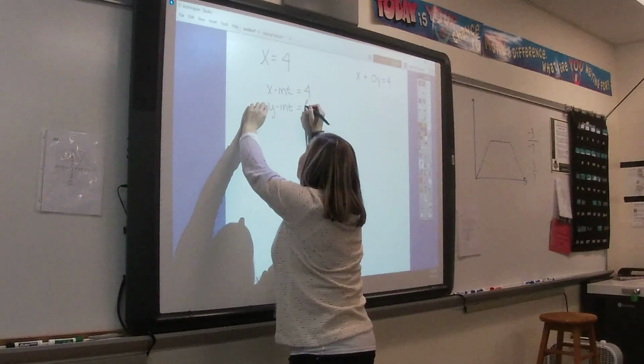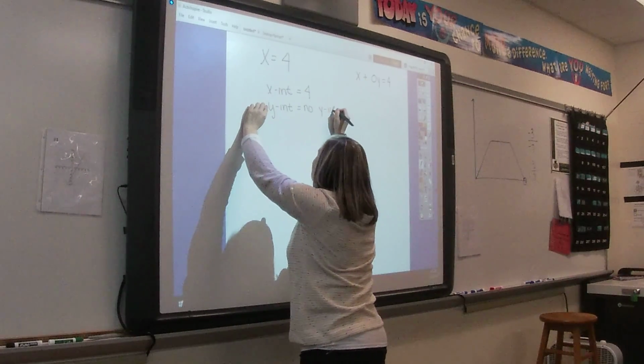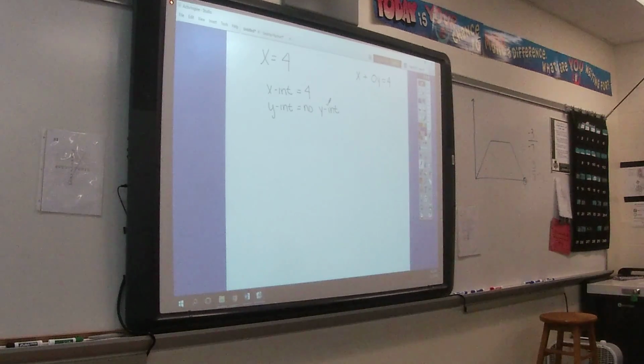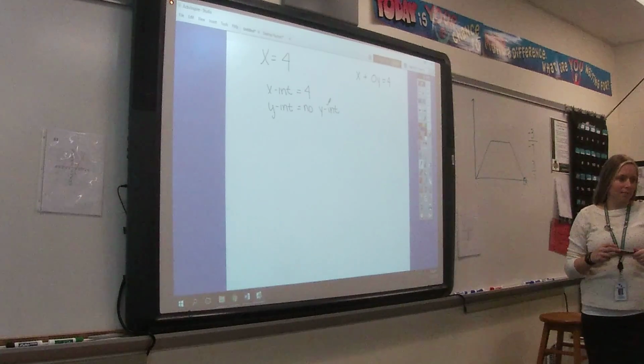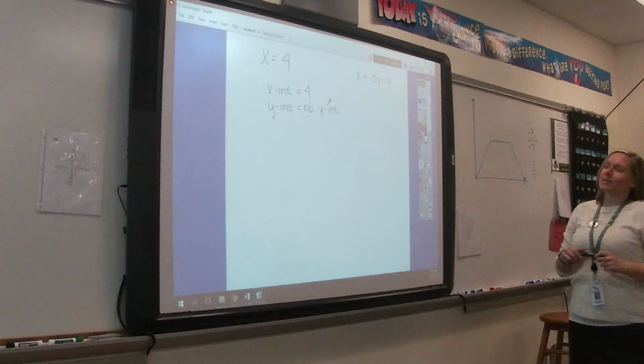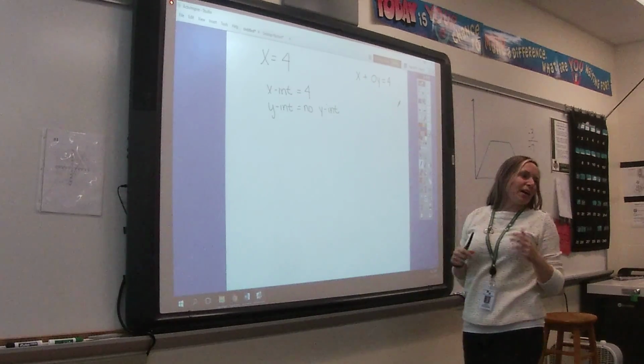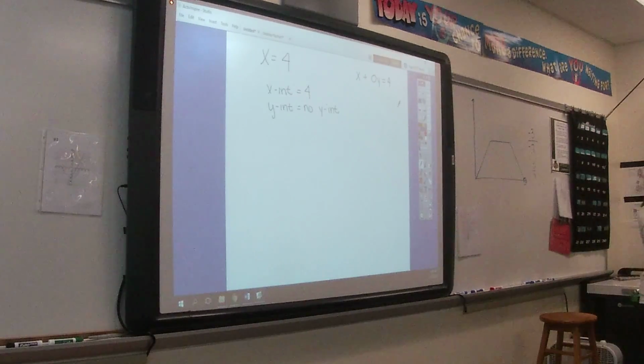So this is a line that has no y-intercept. It doesn't cross the y-axis. It's a vertical line, but it's not on the y-axis. So since there's a 0, there's no y-intercept. The answer is not 0. The answer would be undefined. It's not possible. 4 divided by 0, if you put it in your calculator, is not possible, right? If I have nothing, I can't share it with 4 people. I have nothing to share.